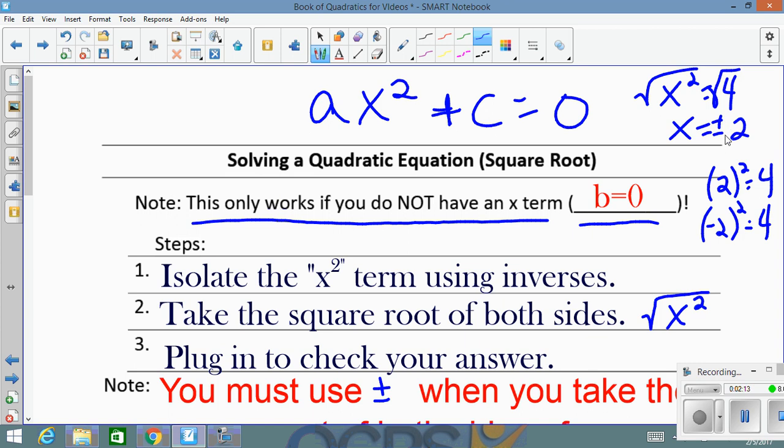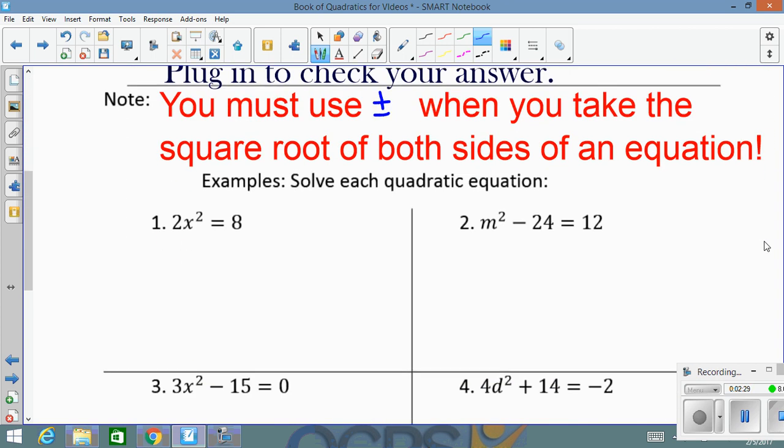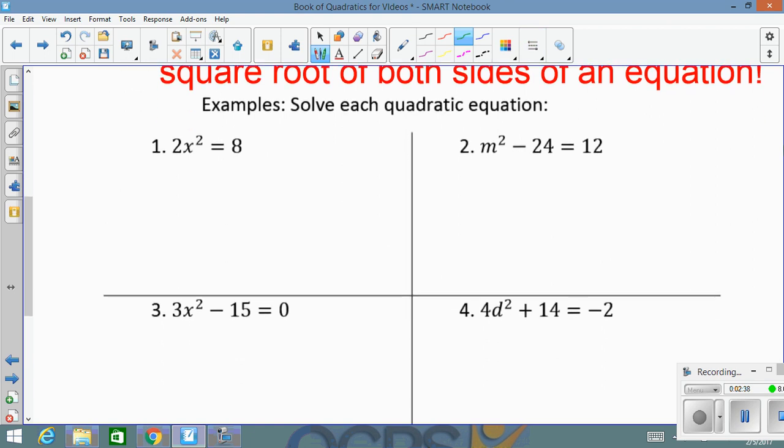So when I say you must use plus or minus, what I'm saying is when you take the square root, you have to consider the positive one and the negative one. So that's actually 2 answers, plus or minus 2. Very important there, because again, with the squared, you're going to expect 2 answers. Okay, we're going to do 1, 3, and 5 in the video, and then 2, 4, and 6 we're going to do in class together.